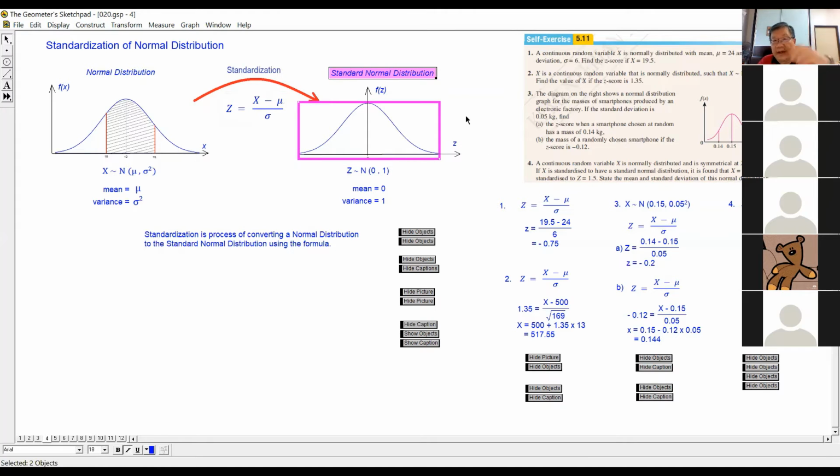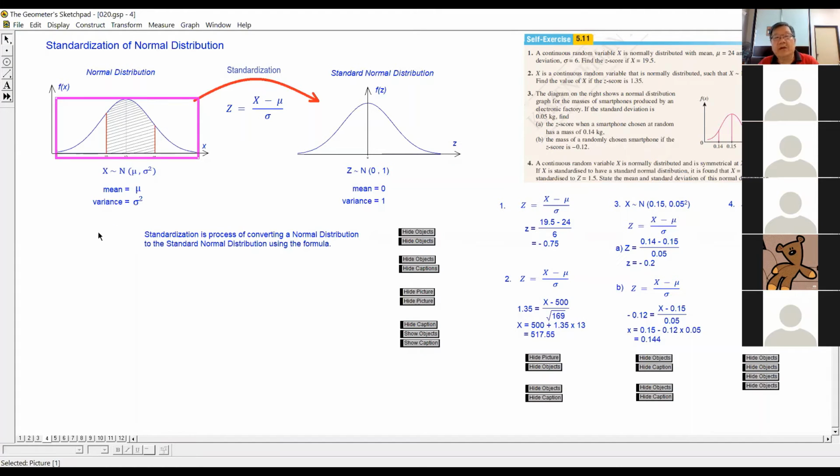Our calculator and the table given in the exam are set using the standard normal distribution. So if you want to find probability, you have to convert it to the standard normal distribution. That is the probability of our normal distribution. So what is the reason we want to use the standard normal distribution? To find the probability.